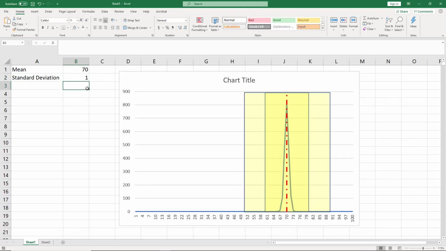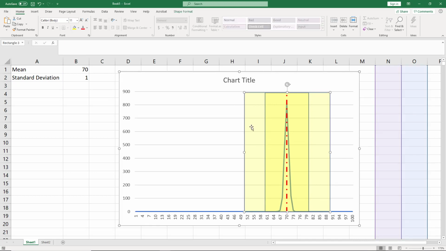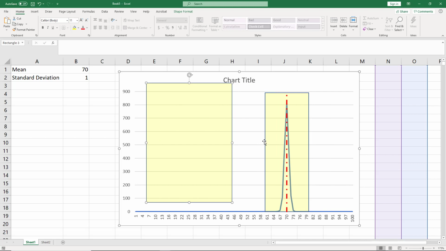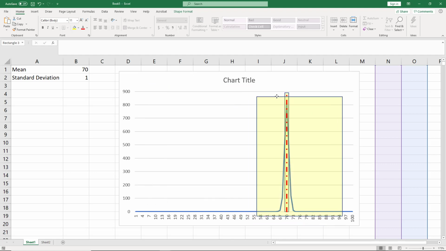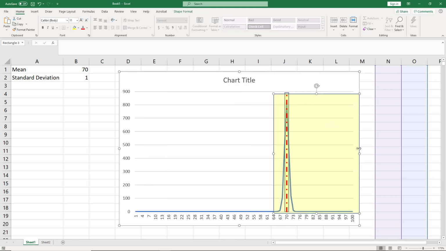That's clearly a different outcome. So my boxes, I would have to reshape my boxes much differently. They'd have to shrink quite a bit. So this would be between 69 and 71, something like this. And 2 standard deviations would be between 68 and 72.